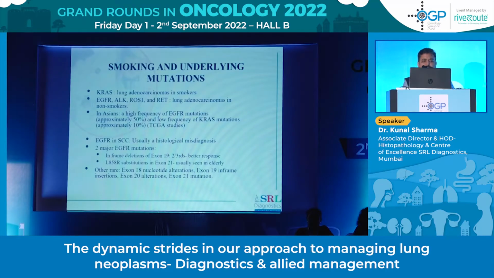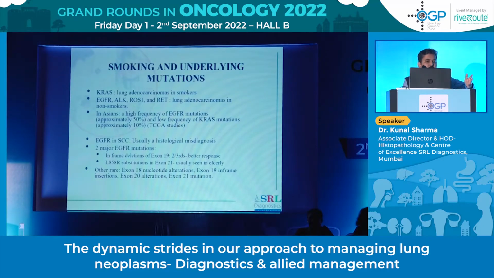As I told you, smoking is associated with many but not all cancer subtypes. So there is a predilection of smokers towards certain mutations as well. While KRAS mutations are seen mostly in smokers, EGFR, ALK, ROS and RET mutations are usually seen where we suspect oncogenic driver mutations. These patients are younger and they are usually non-smokers or light smokers.